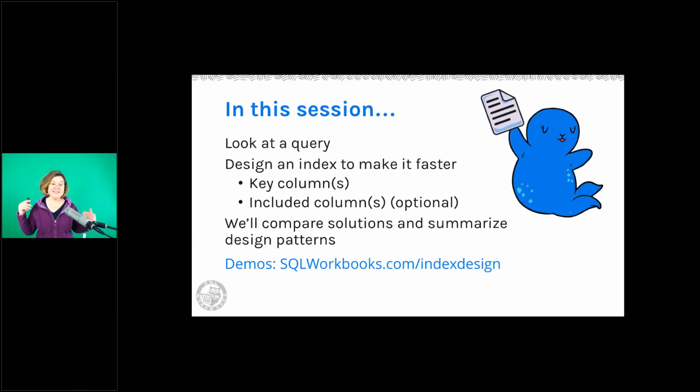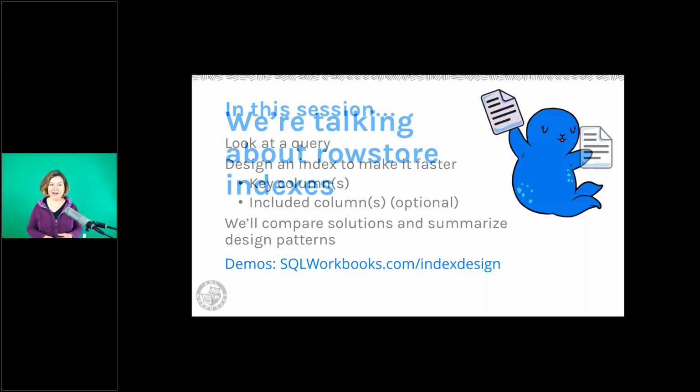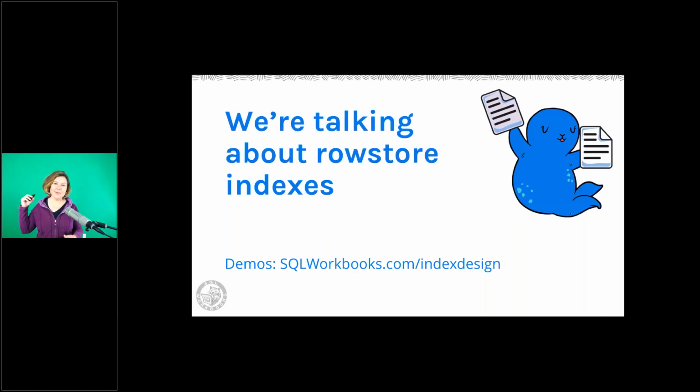So your challenge will be to design one non-clustered index to reduce the logical reads that this query does as much as possible. I'm going to show you how to measure the logical reads and compare your indexes. Your index will need to have at least one key column, and optionally, you can use included columns as well. The demo script that you've got contains both the problem query, and it runs through all the different solutions that we are going to compare today. So once again, we're talking about disk-based row store indexes, and that is our challenge today.